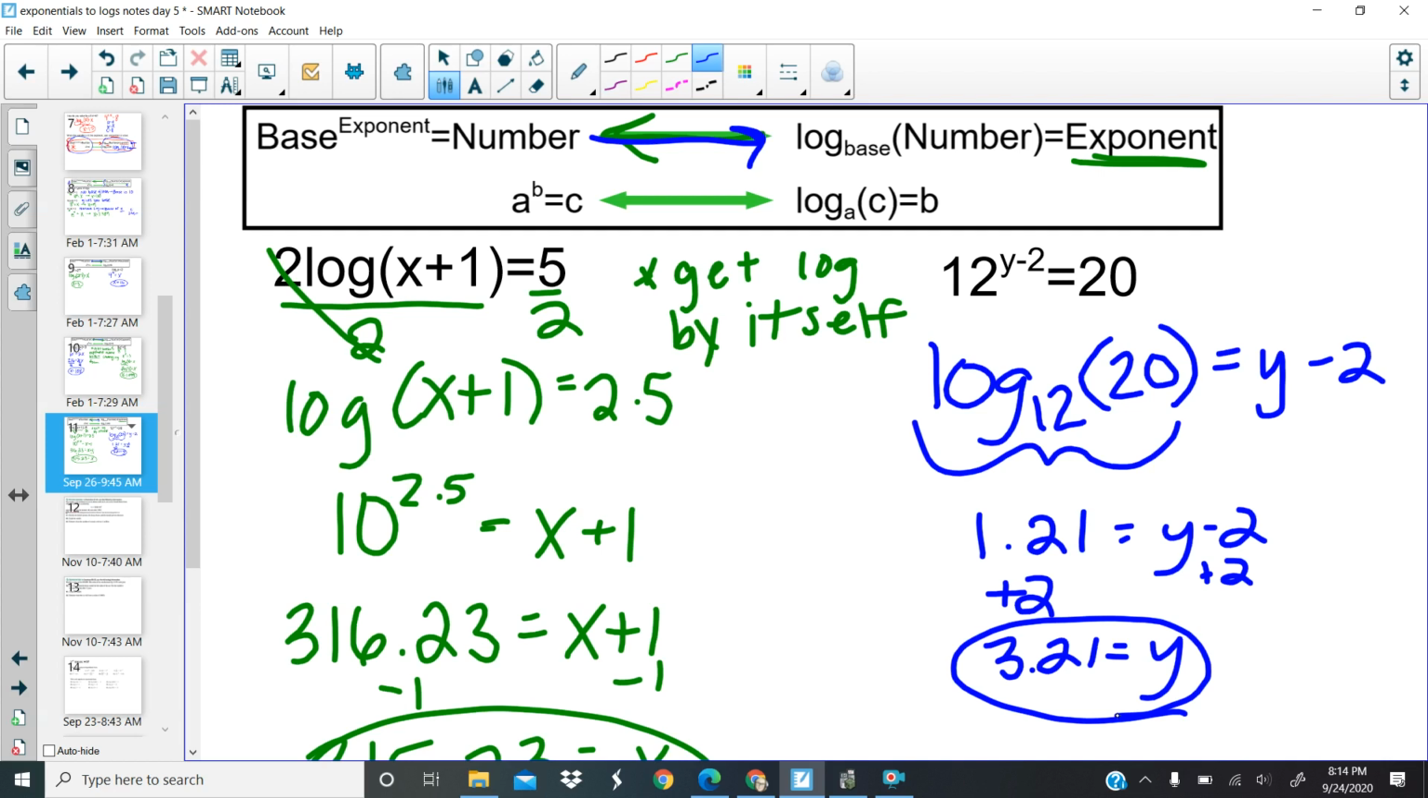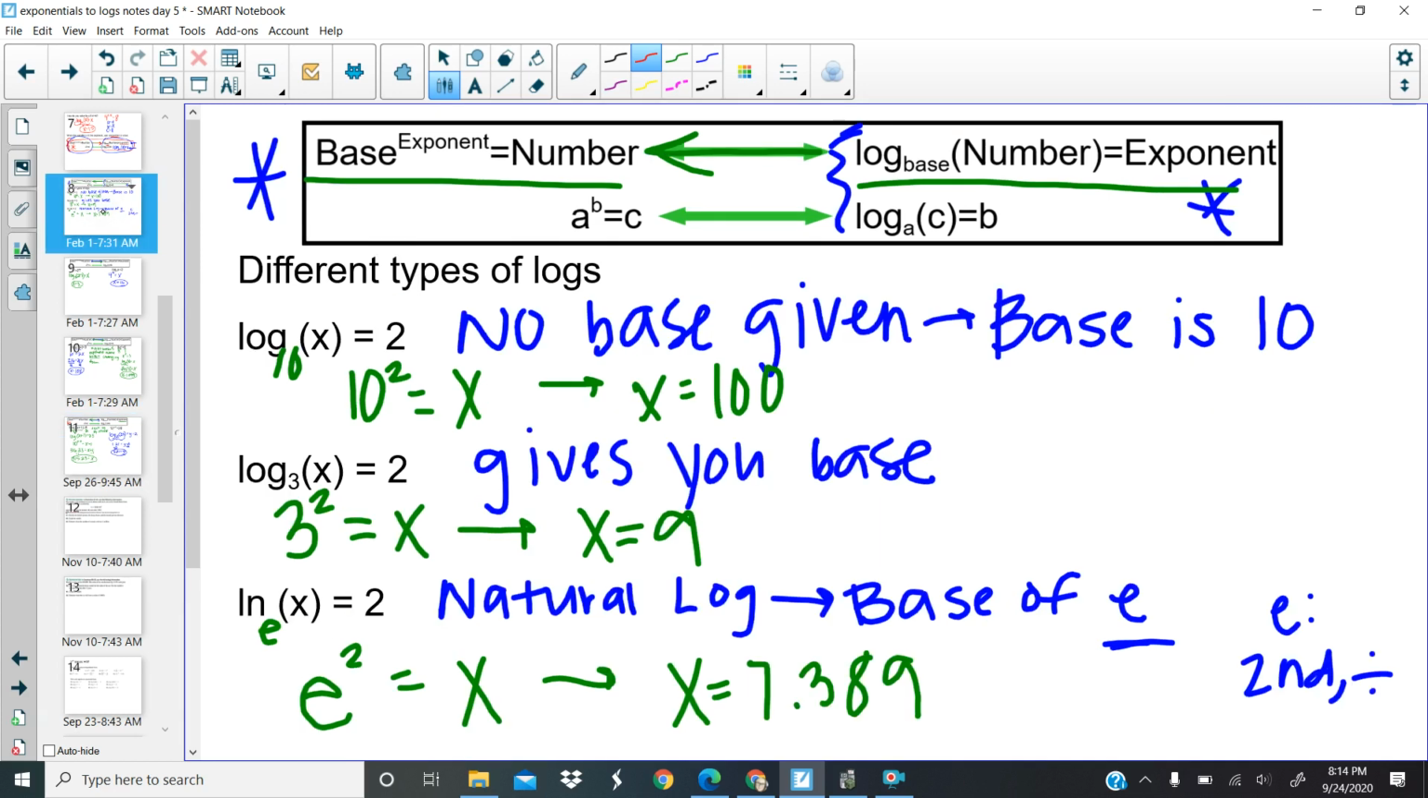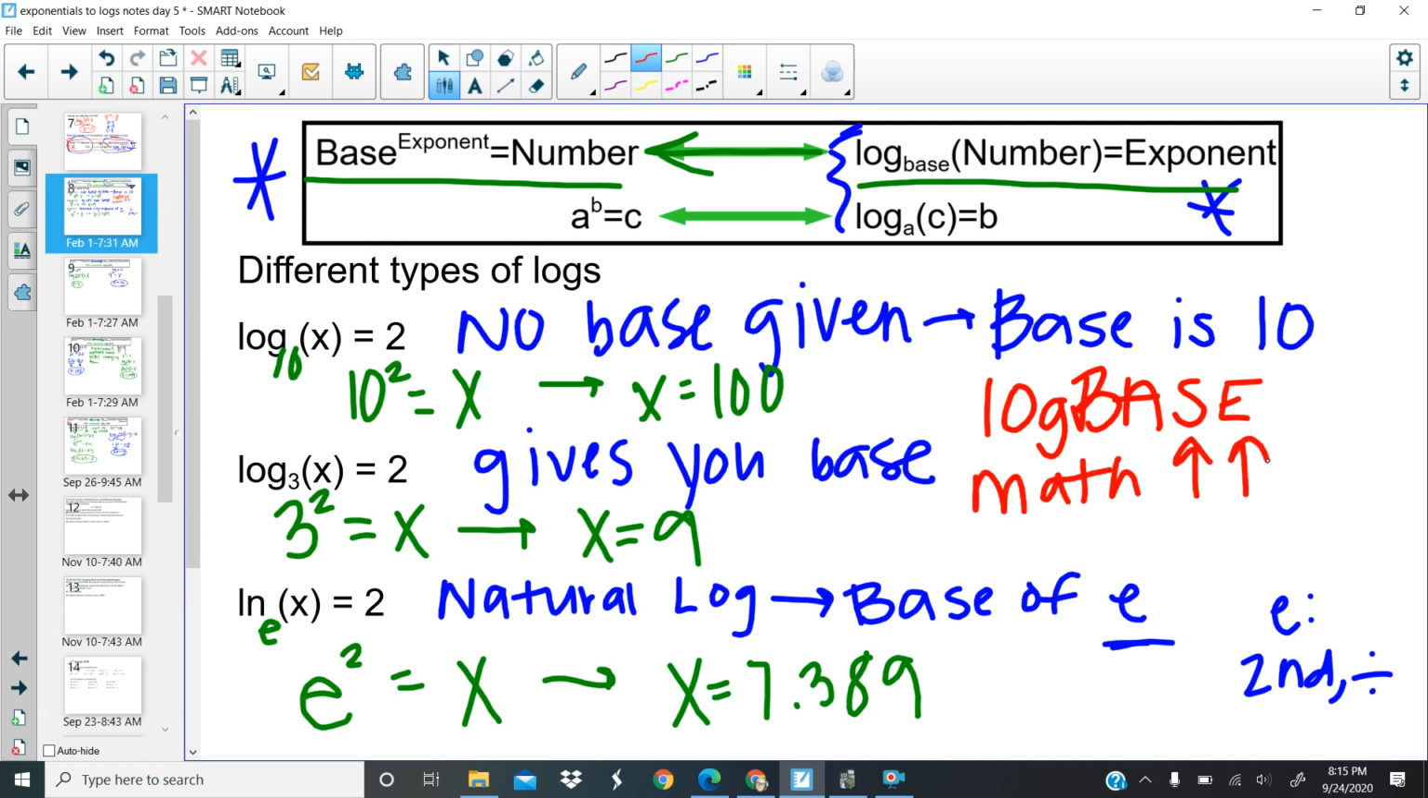So just some basic overview notes. Make sure that you have this written down so that you know how to go back and forth between the two forms. Make sure that you know the 3 types of logarithms and you know what the base is. And then another thing, if you want to write it down, to get log base in your calculator, you're going to hit math up if you have a TI-84.